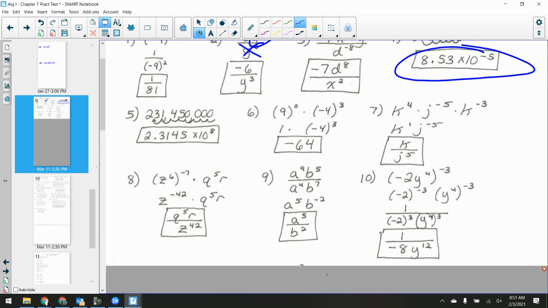For number 8, does that say negative 4? Or does that say z to the 4th power? Or z to the 42nd? Wow, because it's 6 times 7.